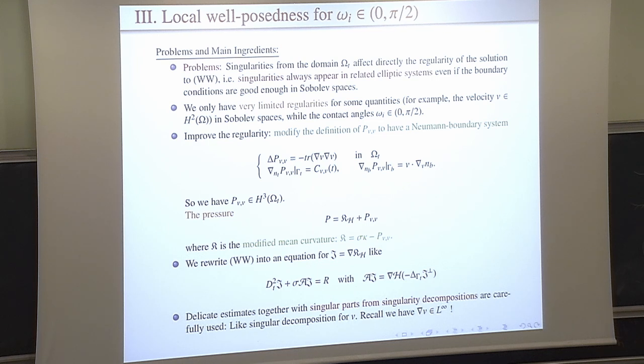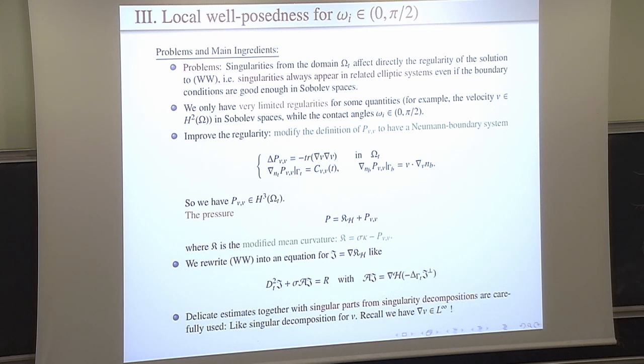And then we improved it to pi over 2 because we properly used the singular decomposition from the elliptic system. For example, you have very limited regularity. For example, the velocity is only in H2. But we just found several slides ago that we have gradient V in L infinity, which is already good enough. And you can also find that the normal component of velocity on the boundary is also very good.